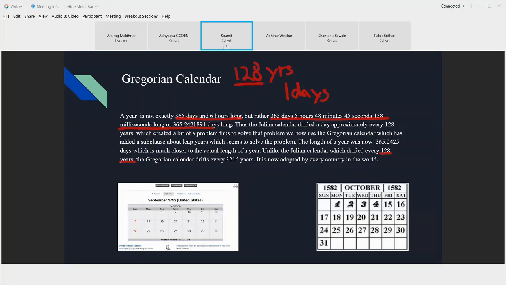And by the year 1582, this was the year the Gregorian calendar was proposed. People started to notice, and so that was brought to the Pope. And the Pope was called Gregory, hence the name Gregorian calendar.